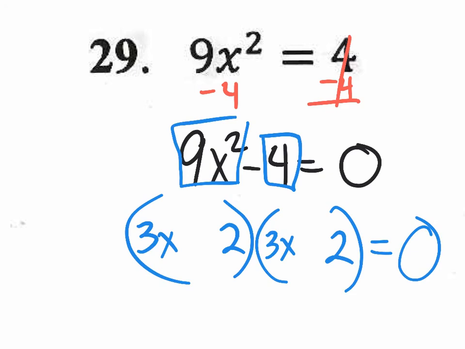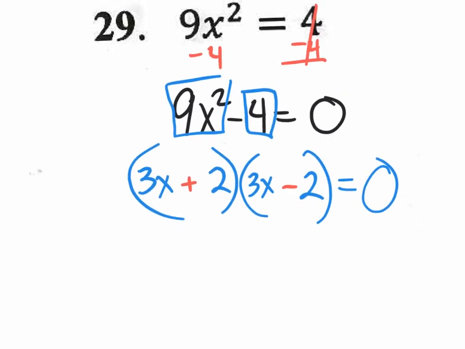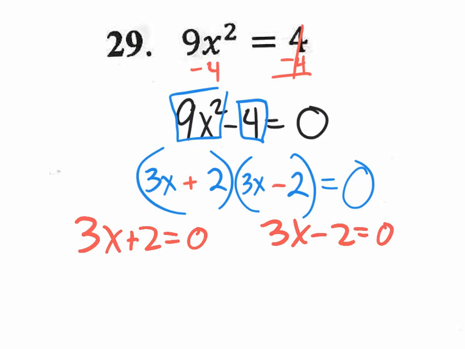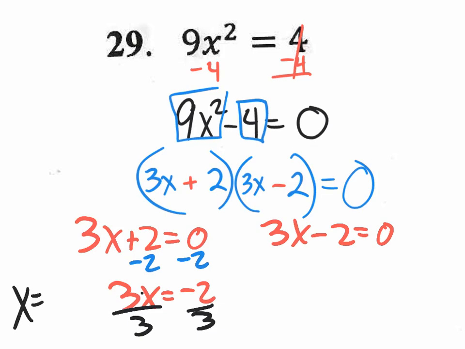Since it's a binomial, not a trinomial, we know that the middle terms have to cancel out by having opposite signs. And then after that, all you have to do is split it and solve. So I will have 3x plus 2 equals 0, 3x minus 2 equals 0. And when you solve, you subtract 2. You'll have 3x equals negative 2. Final step would be to divide by 3. So you get x equals negative 2/3.